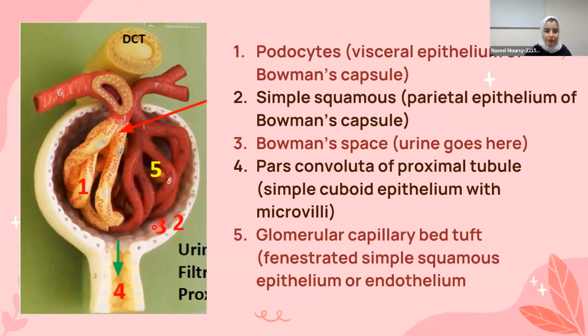And then number 4 is where now you have everything filtered out and it starts going to the tubules. So you have the proximal convoluted tubule. Is the glomerulus clear? Like this whole thing?